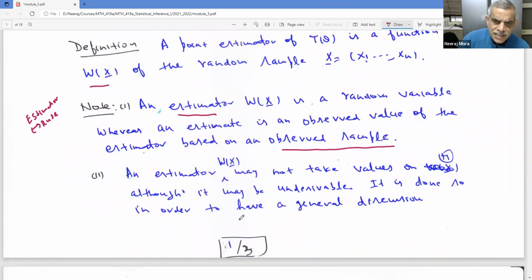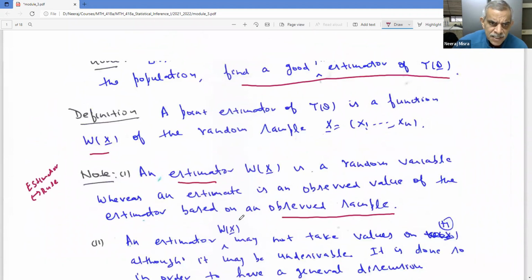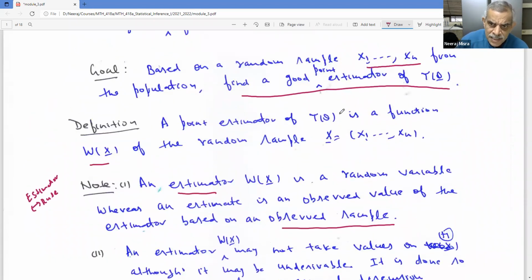An estimator W(X), note that I have taken a general definition of W(X). Normally this tau(theta) will be taking values in a certain set. So you would like W(X) to be restricted to only the values of tau(theta). For example, suppose tau(theta) is the probability that X is greater than 1. So it depends on theta. So you would restrict your estimator to be taking values only between 0 and 1.